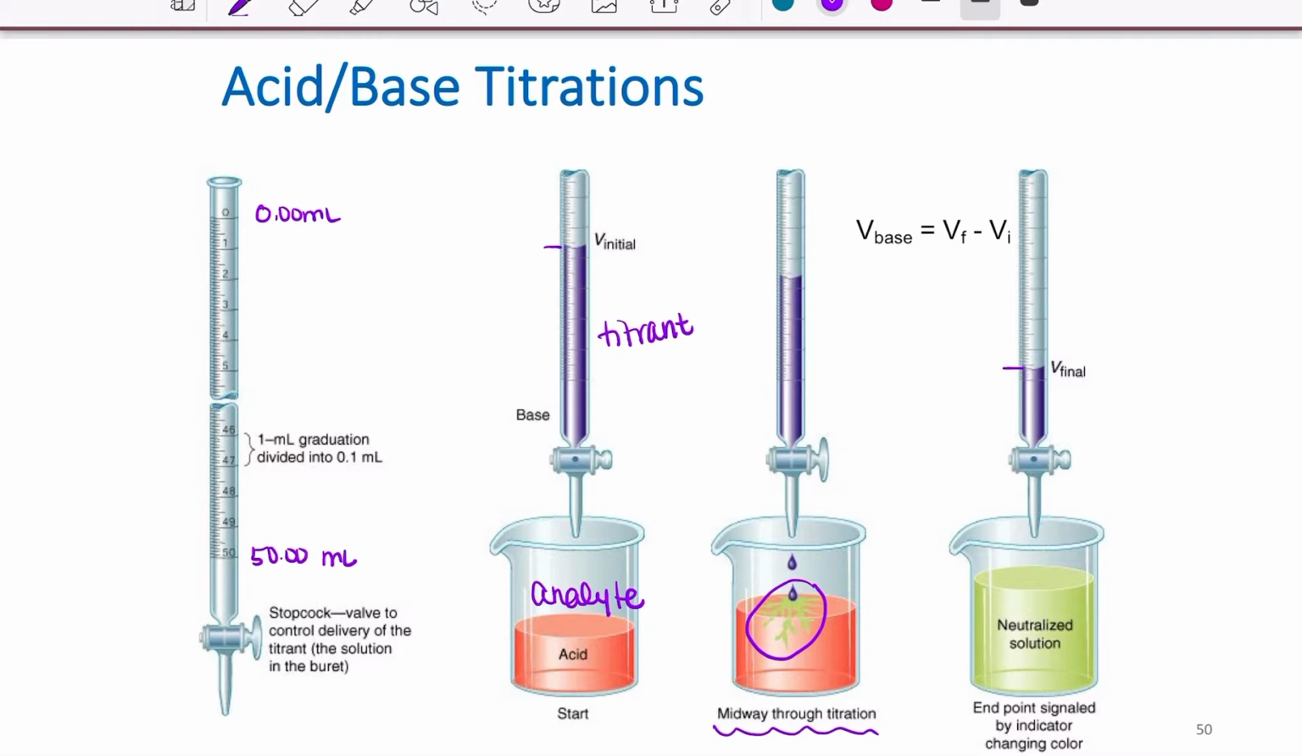If I have my volume here, I would say my volume is 2.00 mL. Even though it would be this portion that's colored in, I would count that as 2.00 mL. Reading burettes is a very specific technique that you do need to learn. You see this in lab, and you guys should be reading these correctly. But again, it's always volume of the base added is the final minus the initial volume.